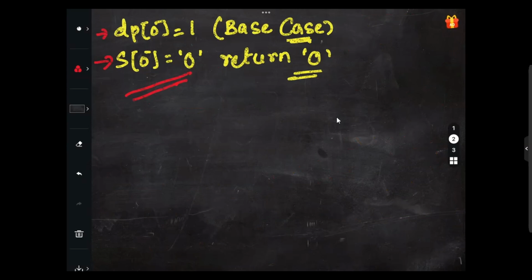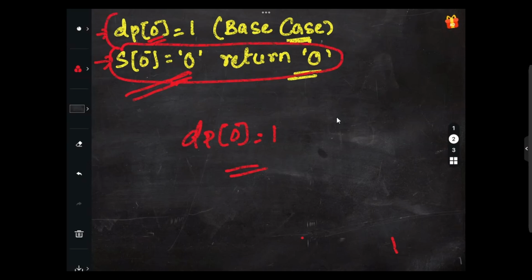Now let's come to the base case, the first step. Always remember, we will first set DP of 0 to 1. Initially we set DP of 0 to 1. This is the base case. And if S of 0 is 0, we will return 0 in this case. These two steps are important. Here DP of 0 is nothing but 1, we are setting DP of 0 to 1, the base case.